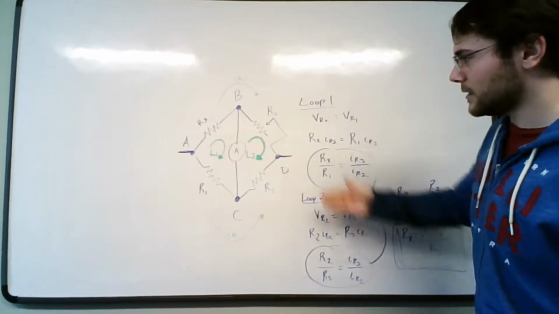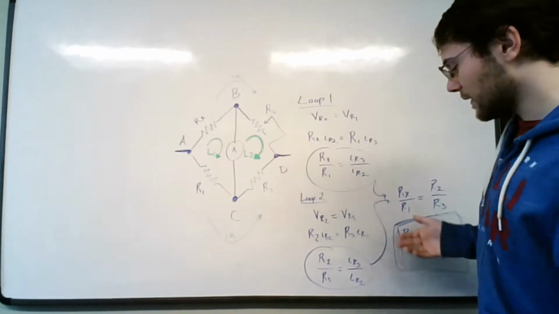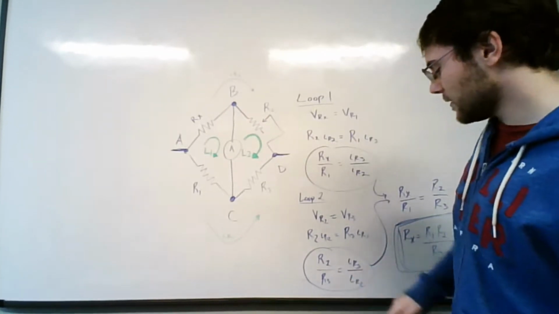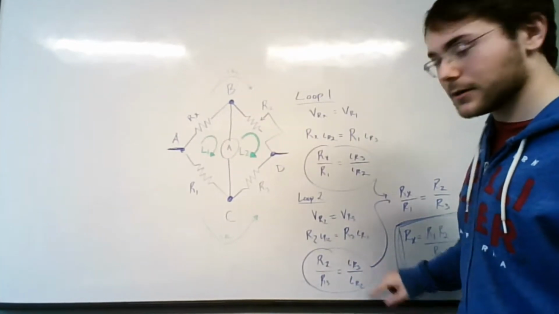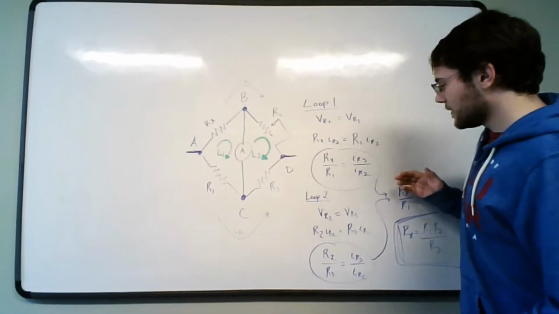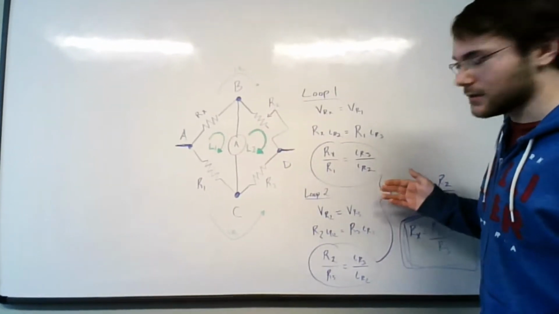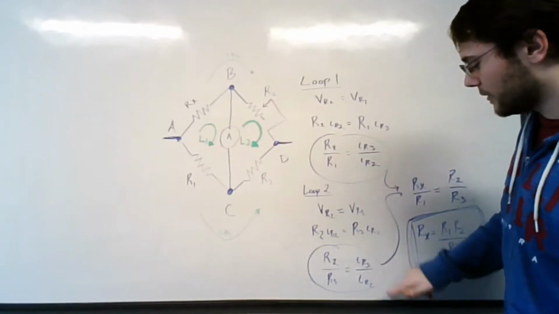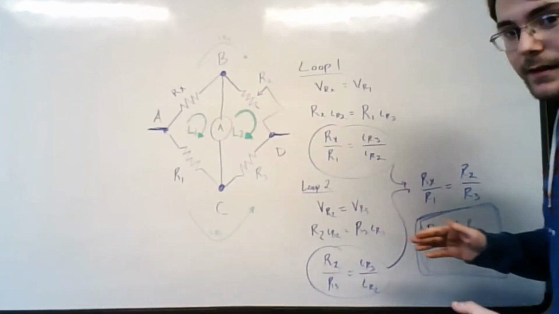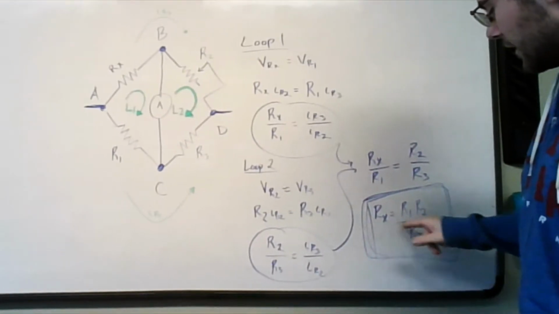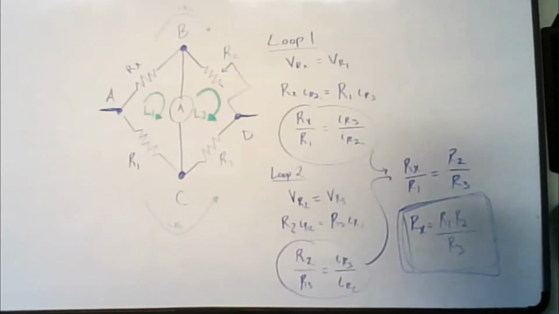Once I do the whole loop equation for the other side, just the same way, we get an answer that comes out to be R2 over R3 equals current 3 over current 2. Now the important part here is that the currents that I got here are the same ratio. So I have current 3 over current 2, current 3 over current 2. Because it's the same thing, I could substitute these equations together. You get the equation that we used, which is Rx equals R1 times R2 divided by R3.